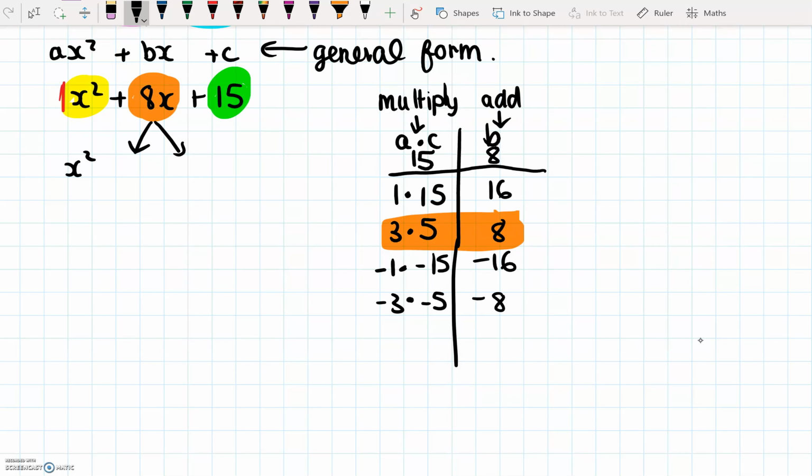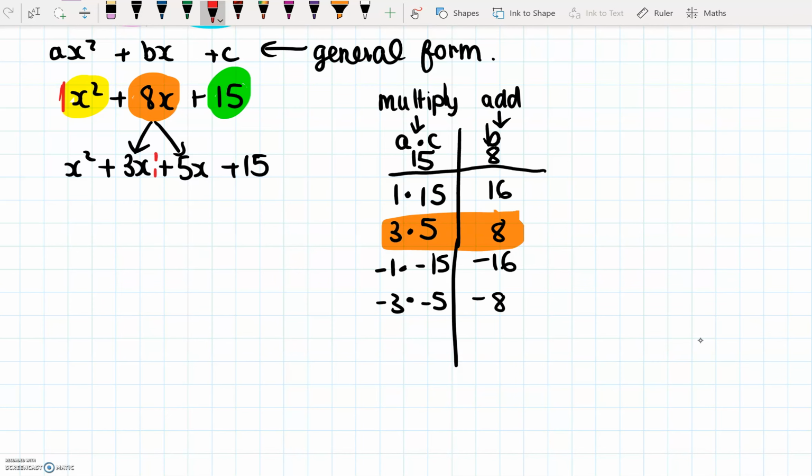So we know that we have x squared plus. Now 8x is going to become 3x plus 5x from those two numbers. So 3x plus 5x, and then the 15 just stays as it is. Okay, so now we have a familiar looking setup here.